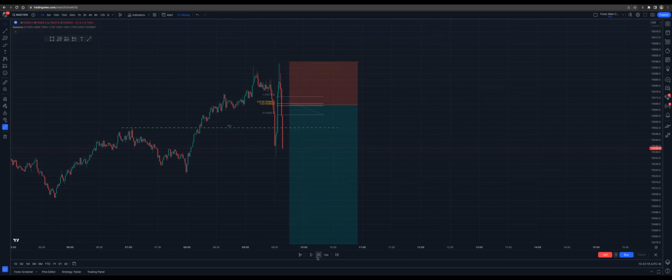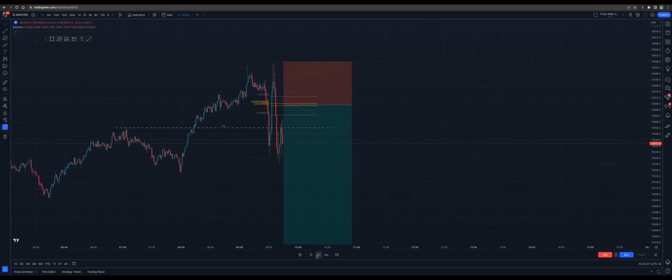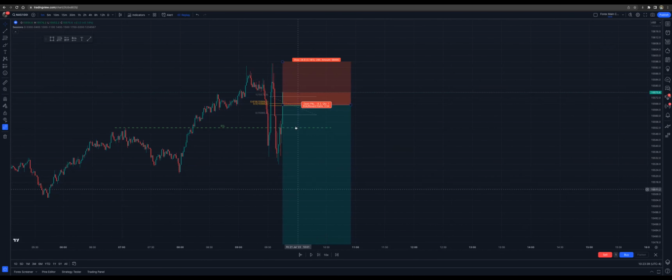So as we get around this point right here, we've got our break. And so what I'll be looking for is after this break, there's such a huge fair value gap that I'll be looking for the 0.5 to 0.618 retracement zone for an entry. And we got our entry, I think it's at 9:45. Yep, we got our entry right here at 9:45.